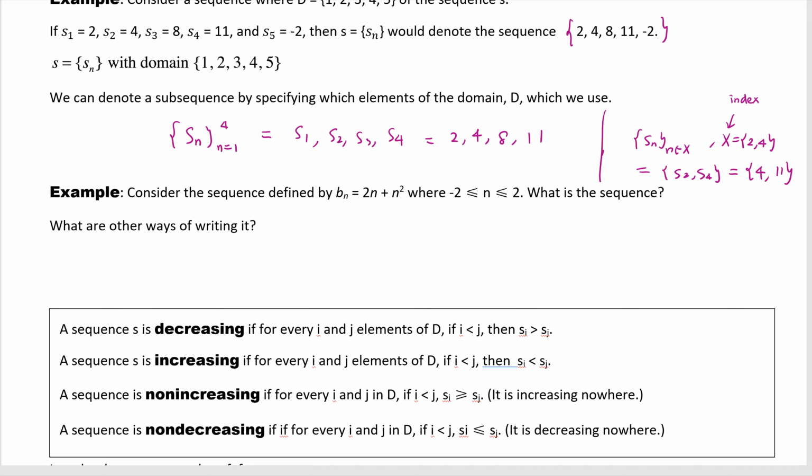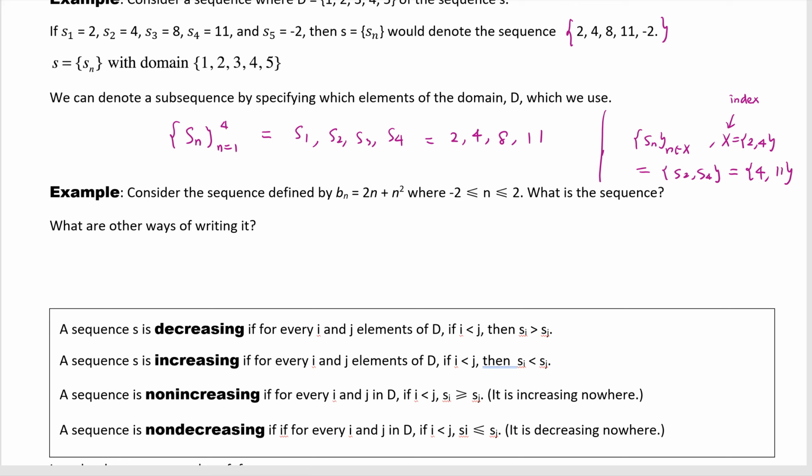Let's continue. Example: consider the sequence defined by b_n equals 2n plus n squared, where n is between -2 and 2. So n is also an integer between -2 and 2. What is the sequence? What are other ways of writing it?